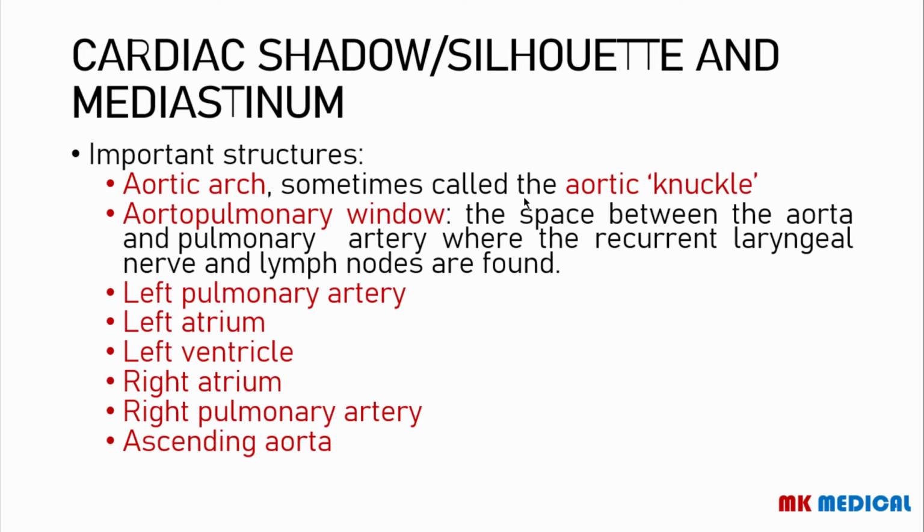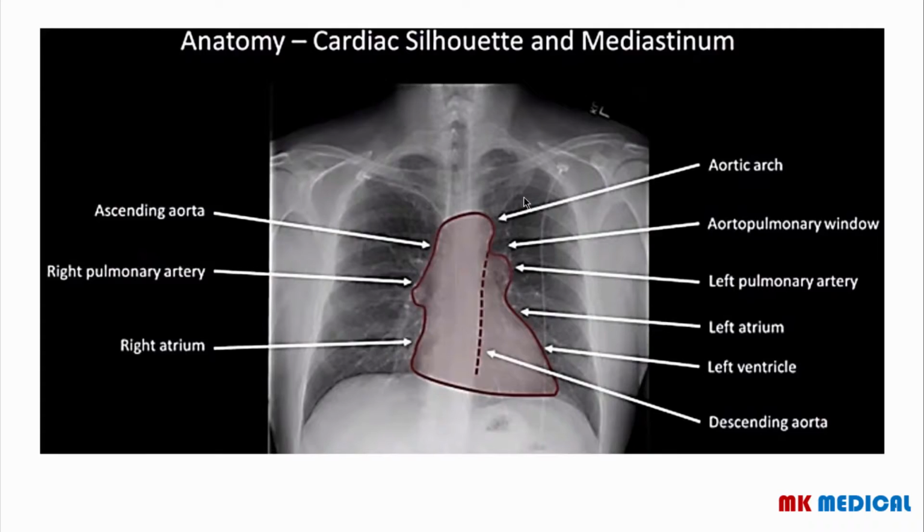Remember that there are some important structures, for example, the aortic arch, which is also referred to as the aortic knuckle. You have the aortopulmonary window, which is the space between the aorta and the pulmonary artery. This is where you're going to be finding your recurrent laryngeal nerve, and some lymph nodes are also found in this area. You also have the left pulmonary artery, the left atrium, the left ventricle, the right atrium, the right pulmonary artery, the ascending aorta, and the descending aorta as well.